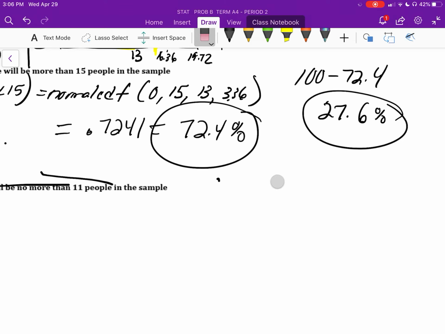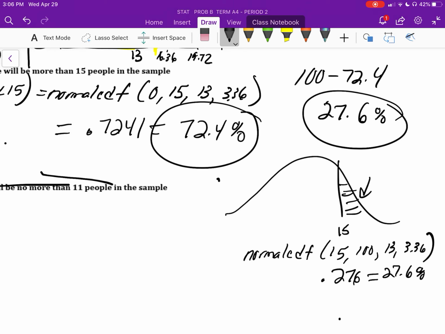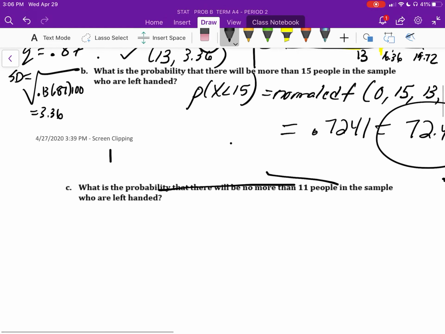Right, so it's important that you read, and in this case, I read that incorrectly. Actually, I ended up solving for what I had originally drawn, which was 15 or more, right? So this should have been a normal CDF from 15 to, let's say 100, because that's the most people there are in the class, and the mean was 13 and the standard deviation 3.36. And if you put that in the calculator, you get 0.276, which is 27.6%. So important that we read the question, or I read the question.